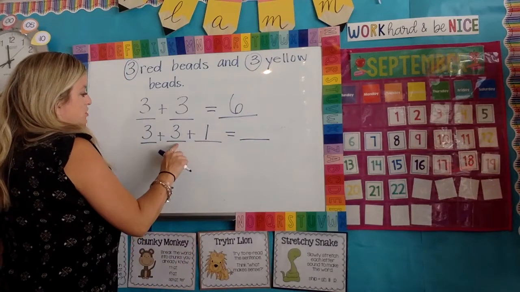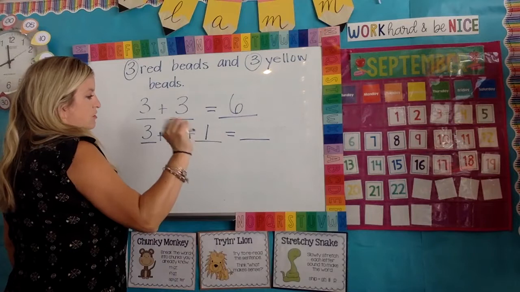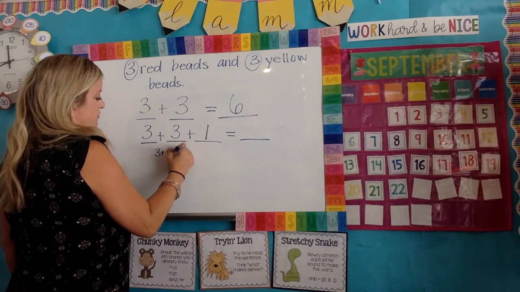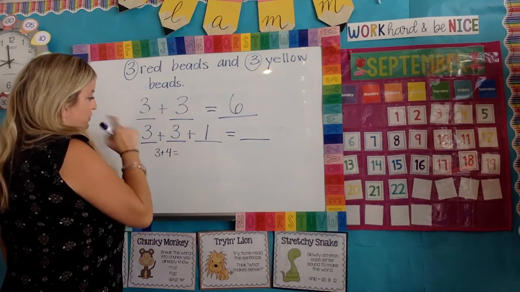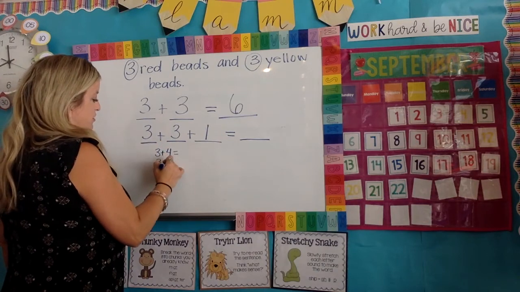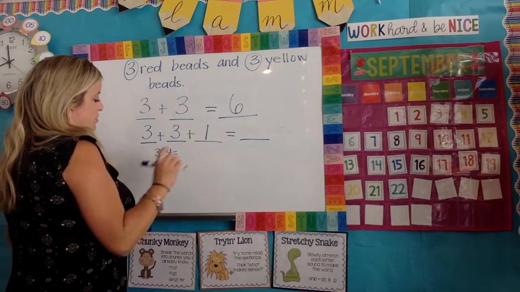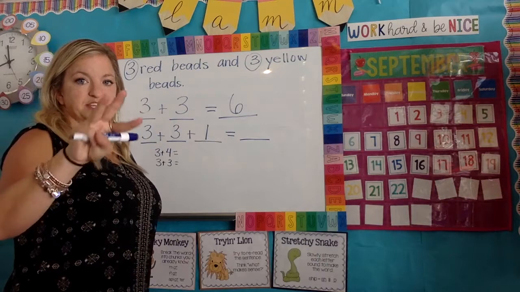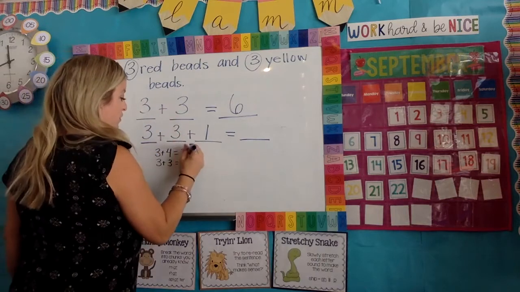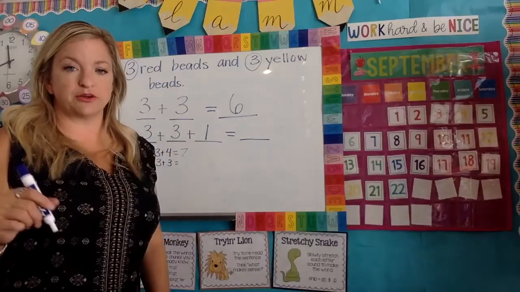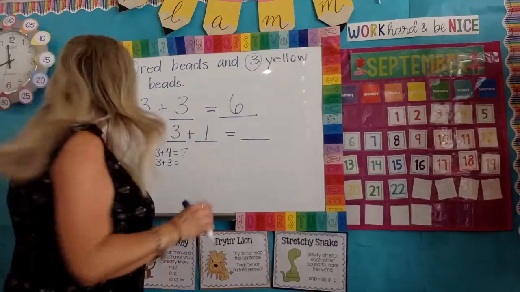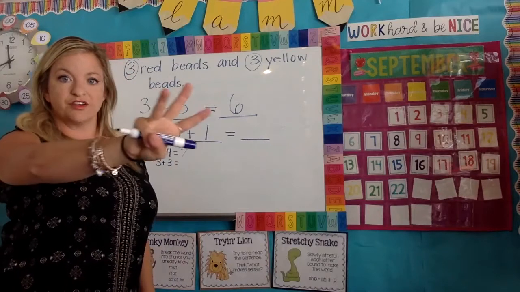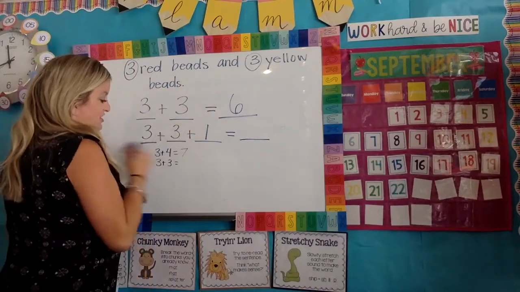You could take the 3 and the 1 and say 3, 4. So now I have 3 plus 4. You are going to count on. You could do 3, 4, 5, 6, 7. Or we learned last week that counting on, we should always start with the biggest number. So the biggest number is 4. I can do 4, 5, 6, 7. Guess what? I still get 7.